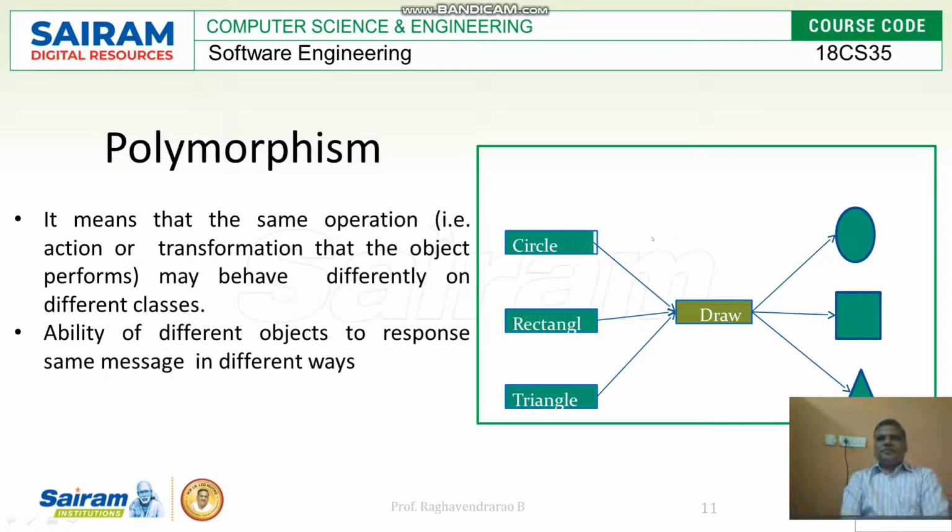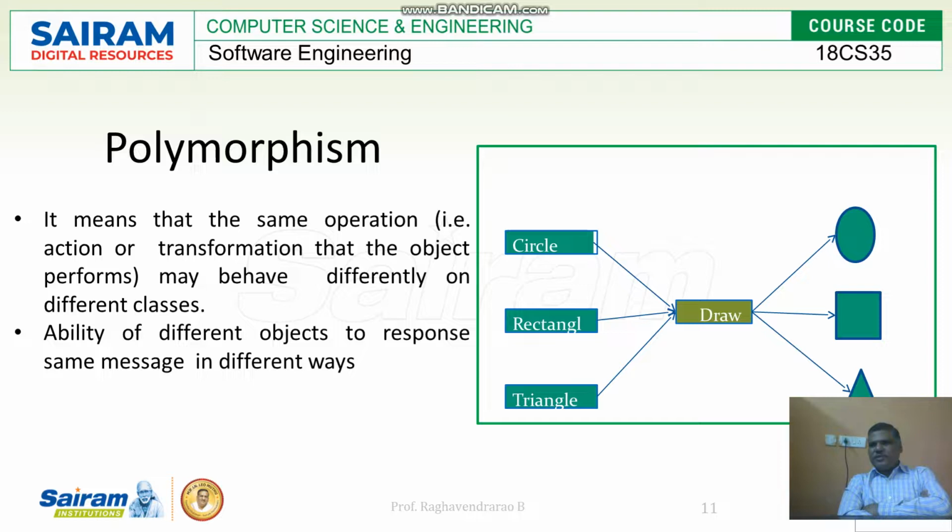What is polymorphism? Polymorphism is one function name with a number of operations. The name is going to be one, and you can pass parameters in such a way that it is going to perform that particular operation. Here is the example: same operation, but different classes.